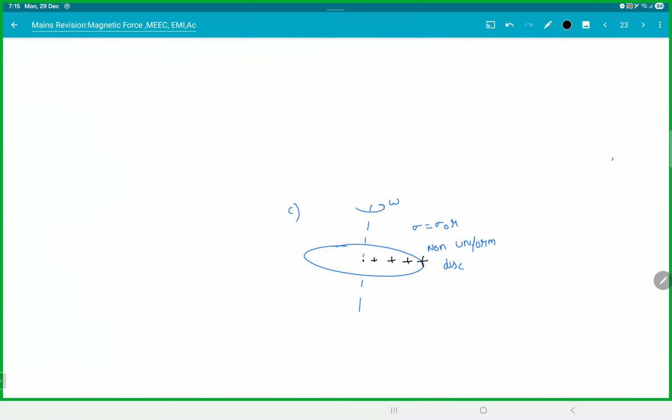So how do we do that? At a distance x, take a thin ring. So let's find the current in the ring. The current in the ring is the charge on the ring divided by time. Charge of the ring will be sigma naught x into the area, which is 2 pi x dx, divided by 2 pi by omega. The magnetic moment of the ring will be I ring into area, which is pi x square.